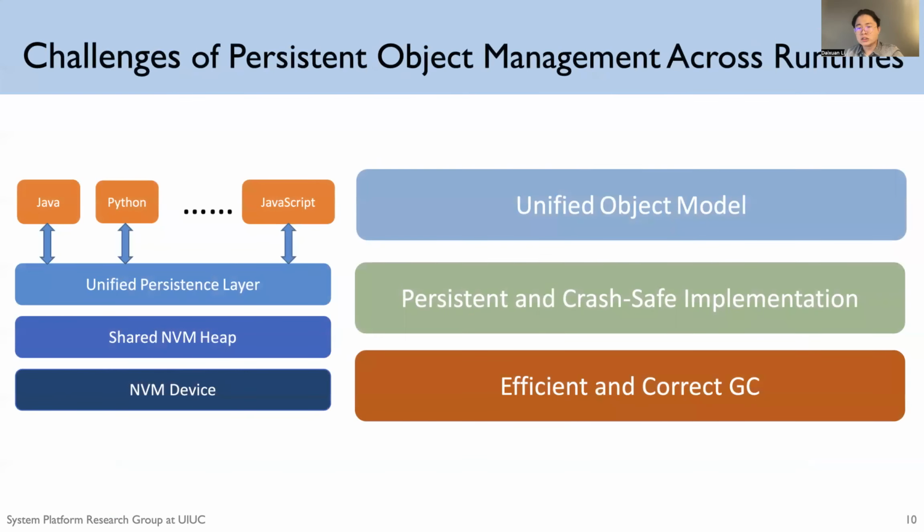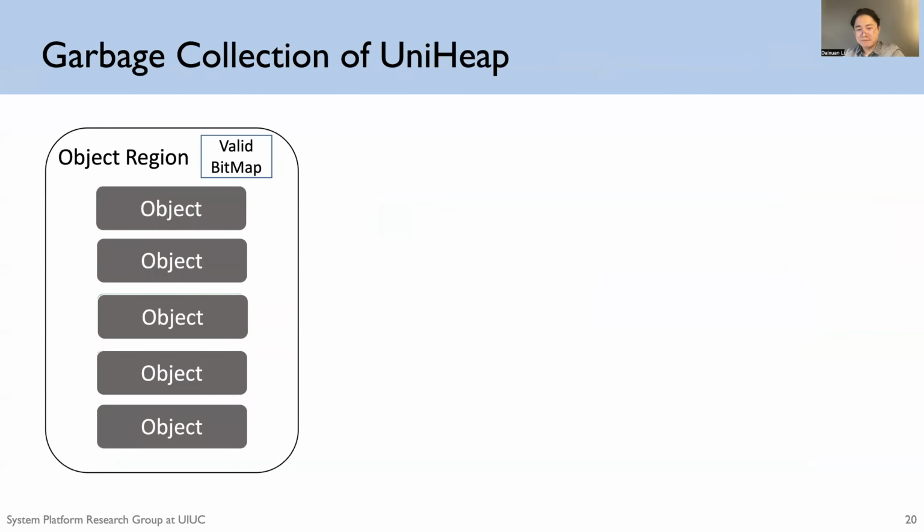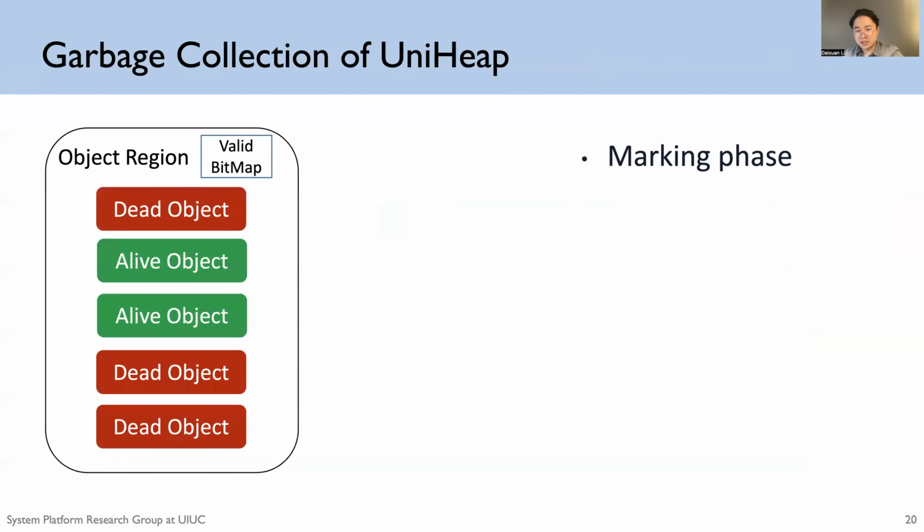Now we look at how we do efficient and correct coordinated GC. As we have mentioned, as a natural requirement for the managed runtime, UniHeap needs to support GC for the shared persistent objects. UniHeap uses mark and compact GC to reclaim persistent objects. It contains 4 phases. In the marking phase, UniHeap sets the corresponding bit in the valid bitmap to indicate whether the object is live or not.